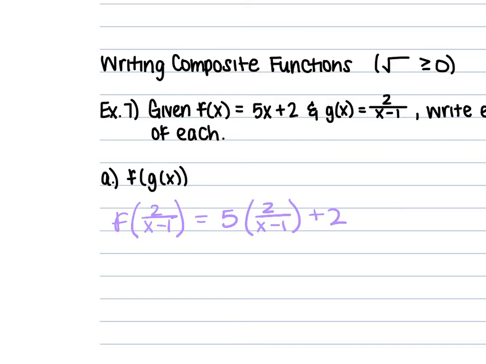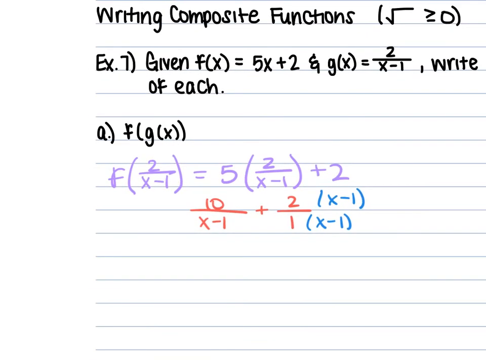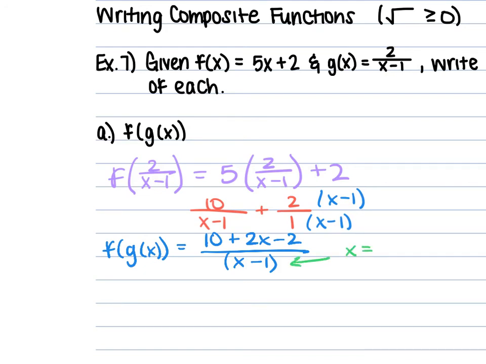So that's going to be 5 times 2 over x minus 1, plus 2. 5 times the 2 over x minus 1 is going to be 10 over x minus 1 plus 2, or 2 over 1. We'd have to multiply that by x minus 1 to make like denominators. So f of g of x is equal to 10 plus 2 times x is 2x, 2 times negative 1 is negative 2, all over x minus 1, which is our denominator.